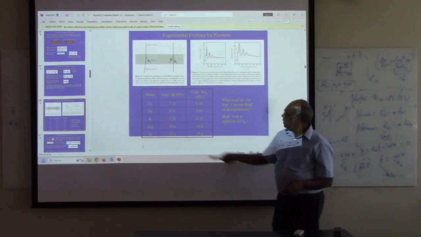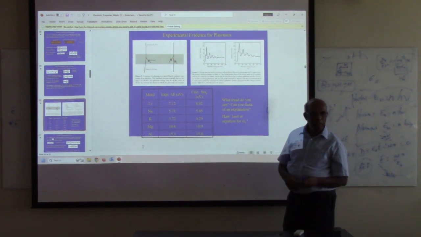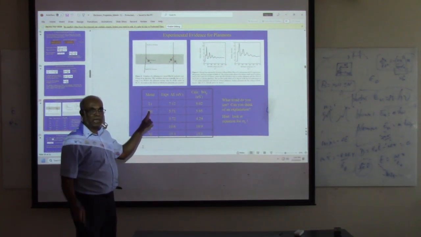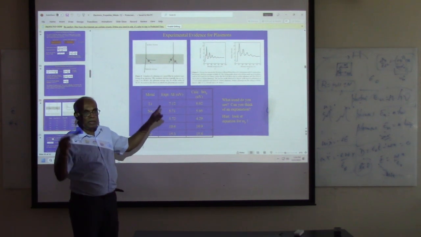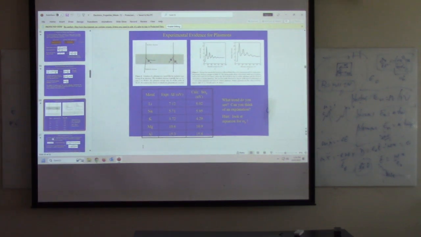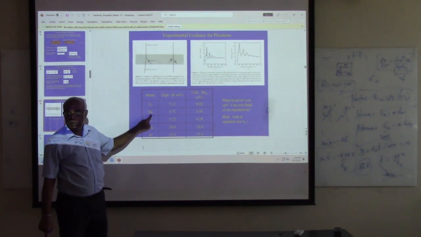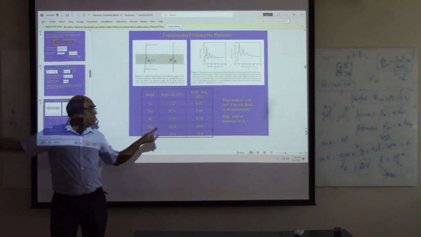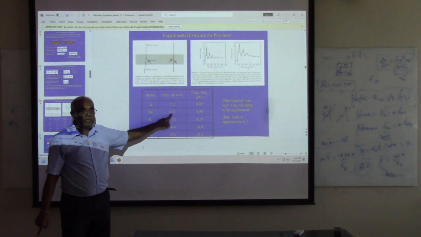Can you see the trend here? Lithium and sodium, these are monovalent, right? They both have the same N, but if you look at the expression, ω_p squared is given by N e squared over m. In the first case N is the same, lithium and sodium have the same N, but this one has higher m, right? m is in the denominator. That means your frequency should decrease.